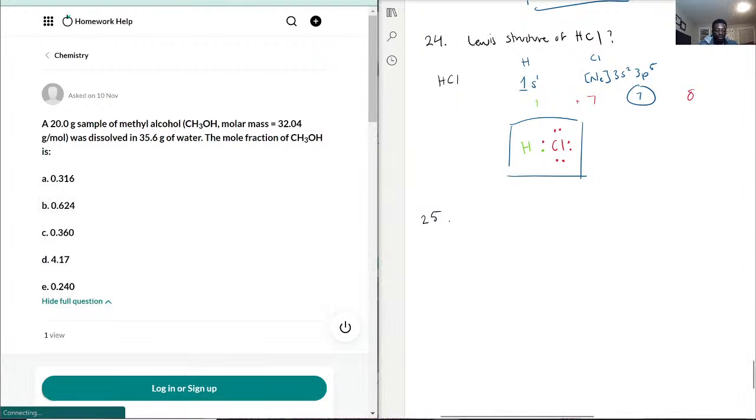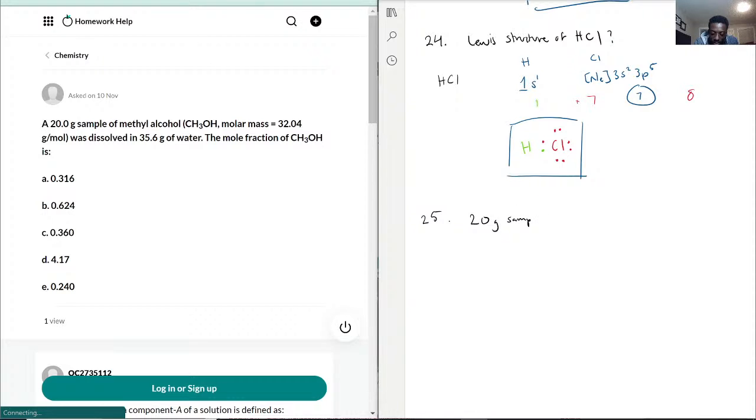So now this is where questions get really interesting. A 20-gram sample of methyl alcohol. Okay, so let's write down what we know. 20-gram sample of methyl alcohol, CH3OH, instead of methane, which is CH4. And they have the molar mass there. So because they give us the molar mass, that's the molar mass we're going to use.